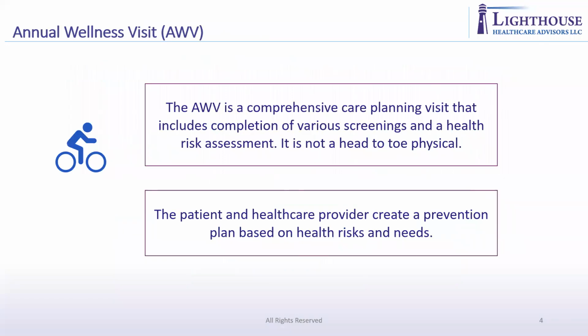So a little brief overview of each service before we dive into annual wellness visits. The annual wellness visit is known as an AWV. It's a comprehensive care planning visit that includes the completion of various screenings and a health risk assessment. It is not a head-to-toe physical. This is very important, and we'll get into that a little bit later. The patient and the healthcare provider create a prevention plan based on a health risk needs assessment. So the AWV is really a care planning session. It's a comprehensive review. It's a chit chat, right? It's my time to sit with my PCP and download all of my health information.